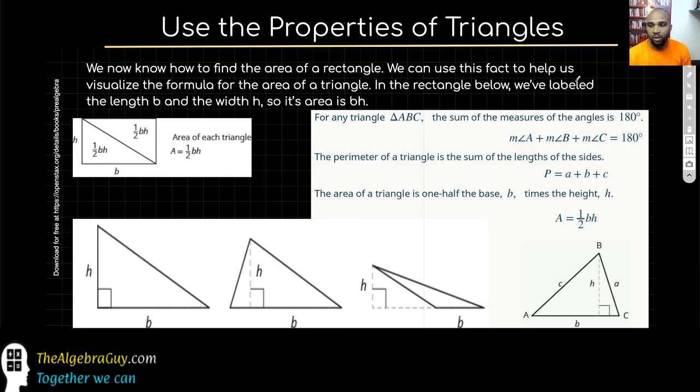Those two lines that you call base and height need to form a right angle, need to be perpendicular. So that's why we're showing all these different ways you can find the height, whether it's outside the triangle, a little bit to the left or right, or right in the middle, or straight up and down, where you don't have to look anymore because it's already 90 degrees.